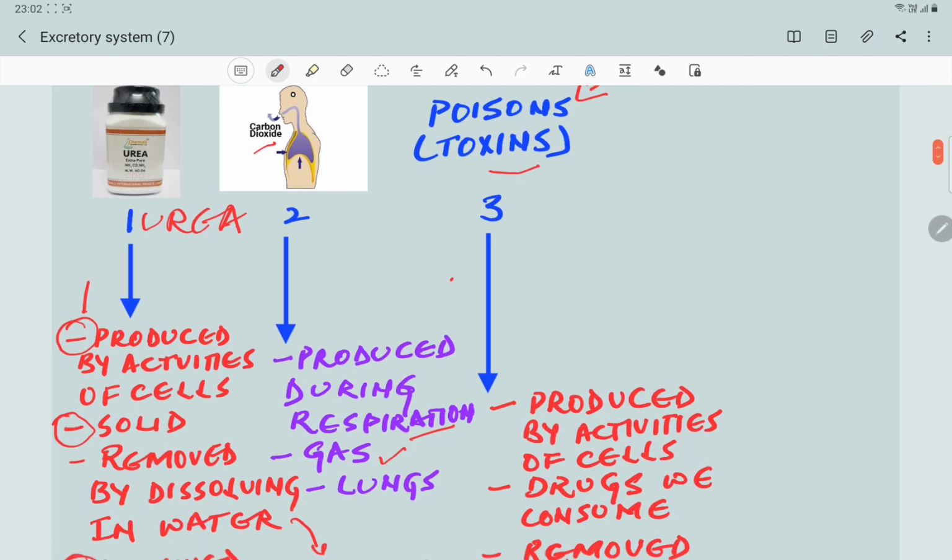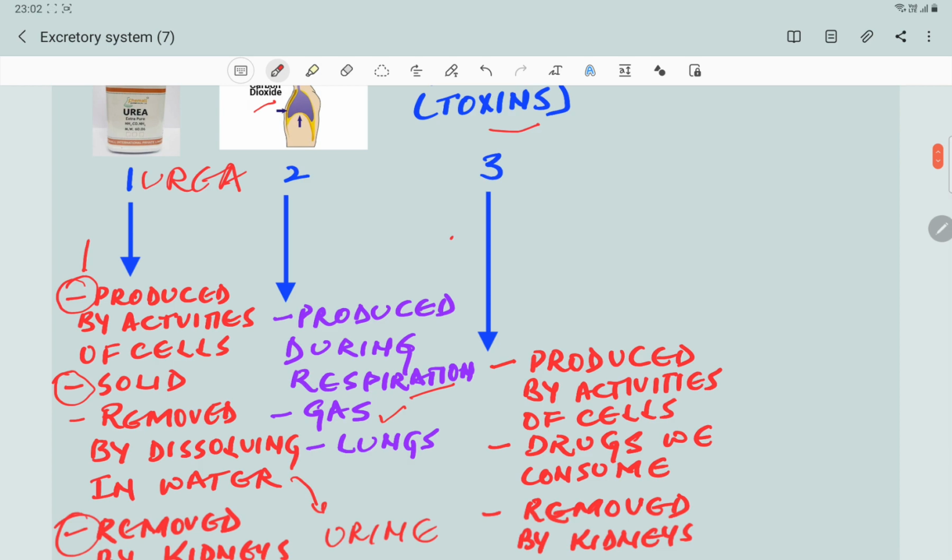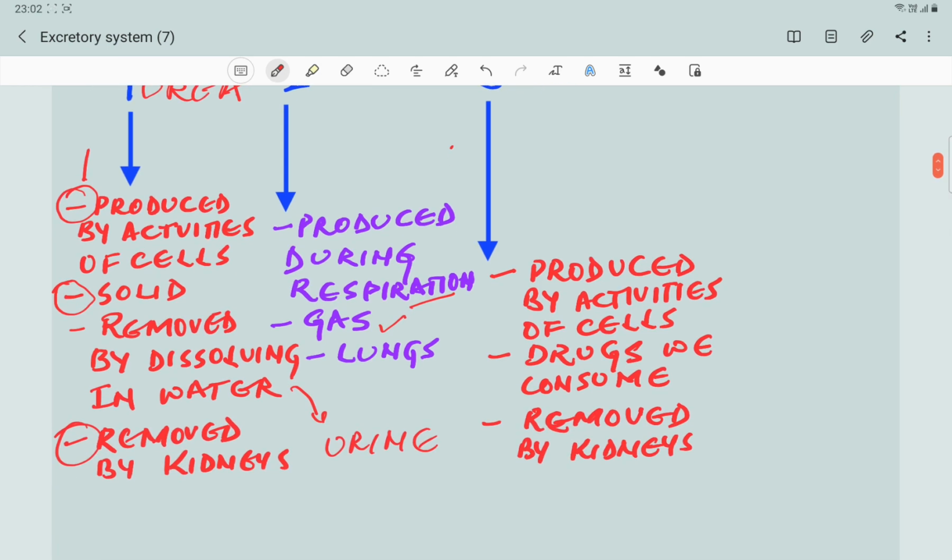Lastly, we've got poisons or toxins. These substances are again produced by the activities of the cells. These substances are very harmful for the body. They can kill the cells just like urea and carbon dioxide can. Now, some sources of these toxins or these poisons are the drugs that we consume. Drugs such as antibiotics, which you take to control infections, or painkillers. Drugs are also, or poisons are also removed by the kidneys.